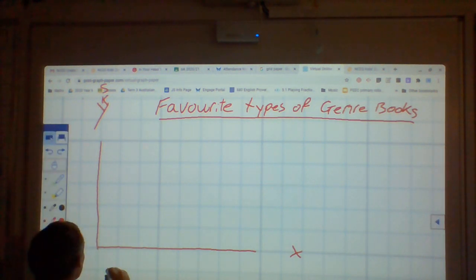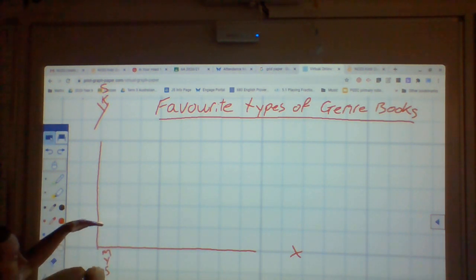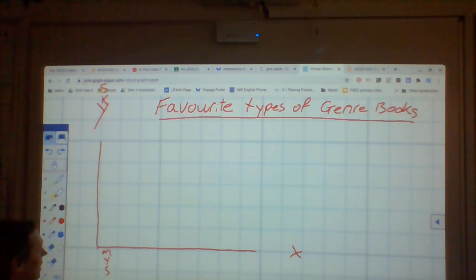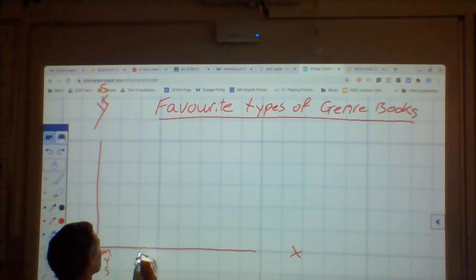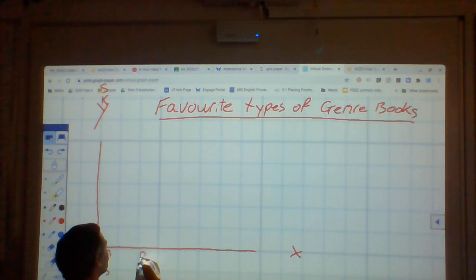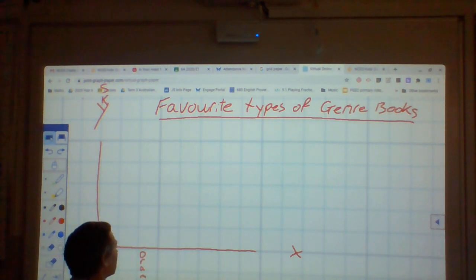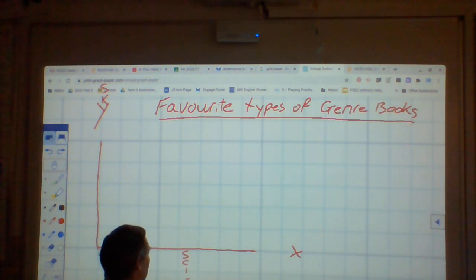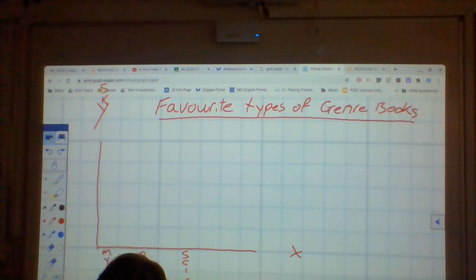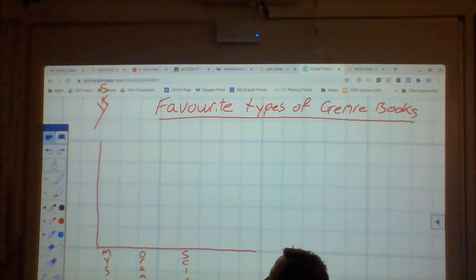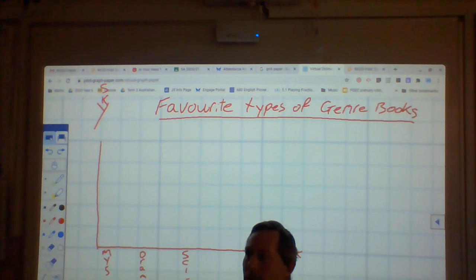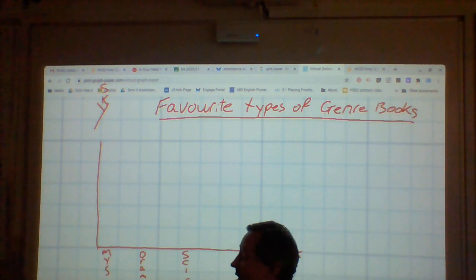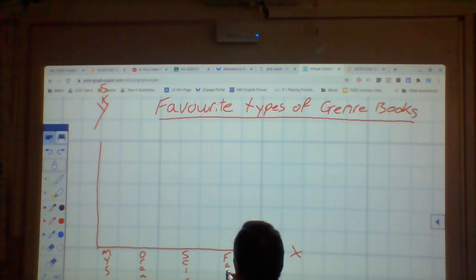So along here, my favourite types of genre books, one of them would be mystery. I don't know how to write this, but I'm just going to put "miss", and obviously I would write the whole word, mystery. Another one might be drama. Another one might be sci-fi. Another one might be fairy tales.